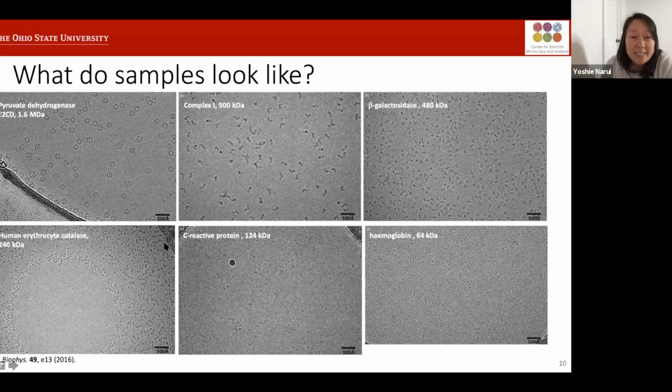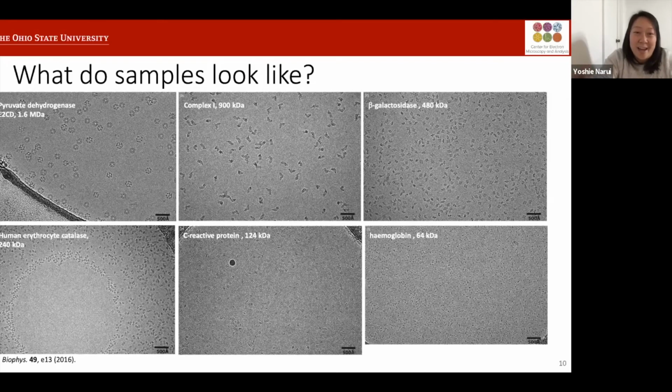You would anticipate that the ice is actually thicker towards the edge of the holes and then thinner in the center. So as the particles get smaller, you'll notice once you get down to something the size of hemoglobin, which is about 64 kilodaltons, the particles are just basically tiny dots that are hard to pick out. And so that's one of the reasons why it gets more difficult as your particles get smaller and smaller.